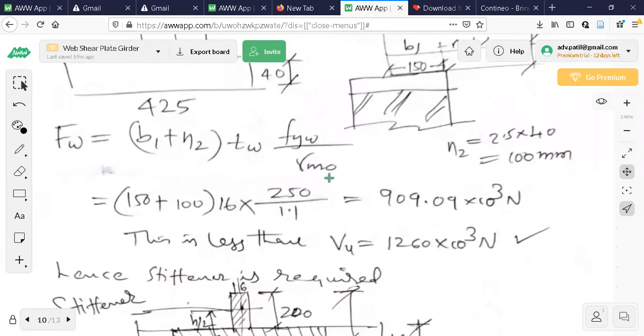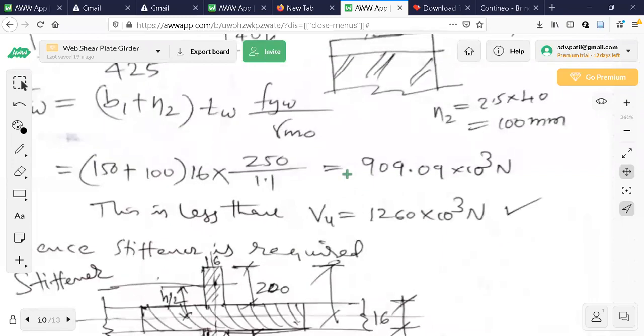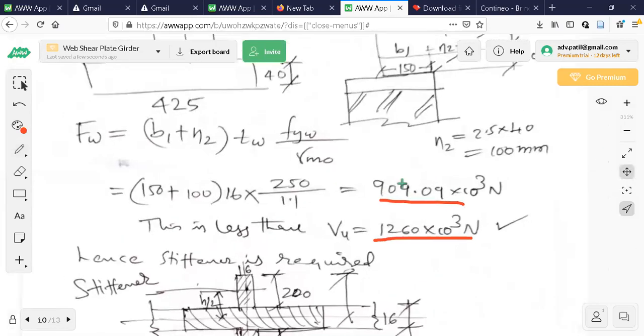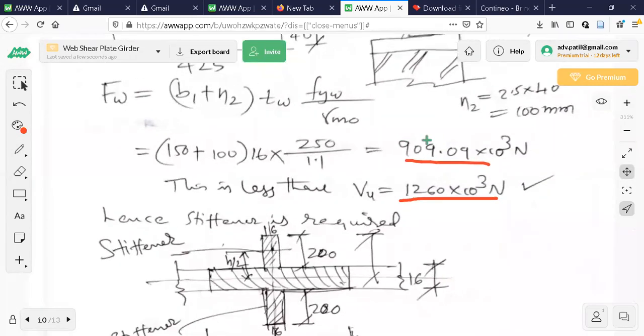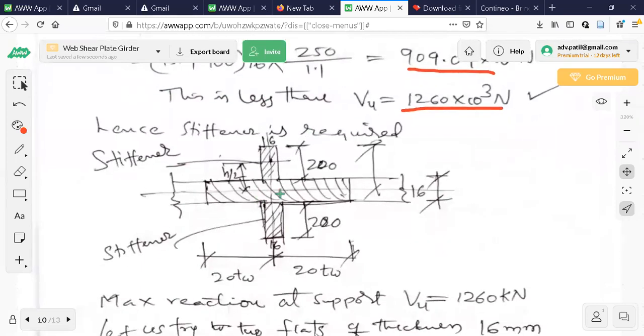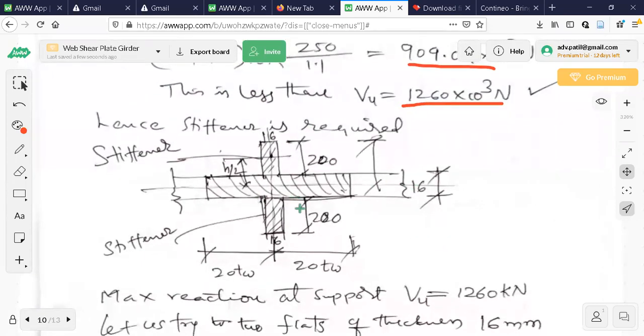So without stiffener, the plate girder is capable of resisting 909, whereas the actual shear force acting here is 1260. You compare these two. That is why I have not taken the same problem for designing of stiffeners, because there VU was less than FW. Stiffeners were not required. So once you know that here, the plate girder without stiffener cannot resist the shear force, the solution is stiffener has to be designed. So that is why you can see, hence stiffener is required.